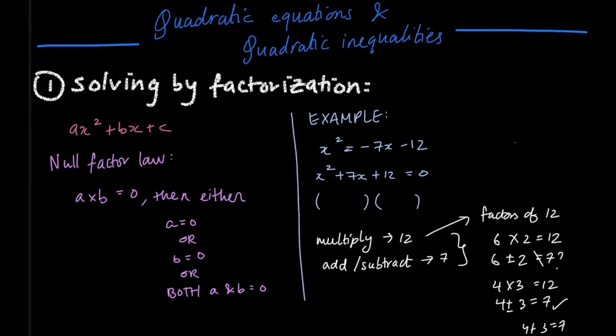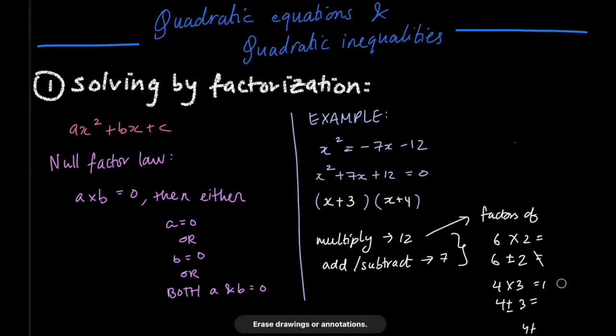Again, it's when the two numbers multiply to give you the C value and add to give you the B value. So what we can do now is write this as x plus 3 and x plus 4 are equal to 0. When we get 4 and 3, we write them in these two brackets. When we factorize x squared plus 7x plus 12, we would get x plus 3 and x plus 4. This is just a quicker way of doing that, right?